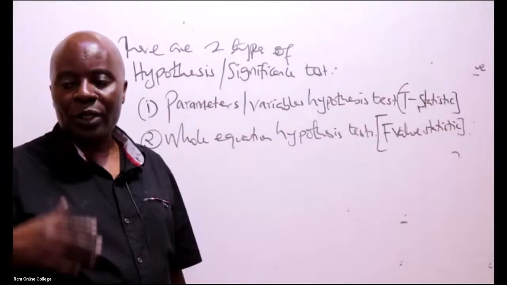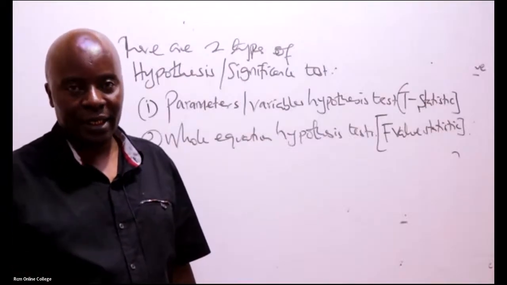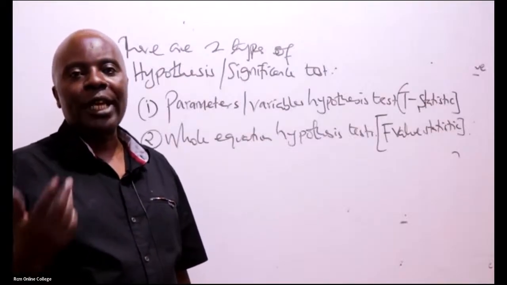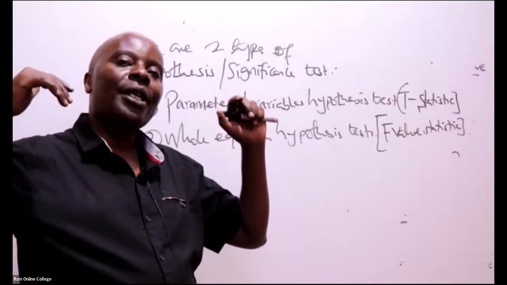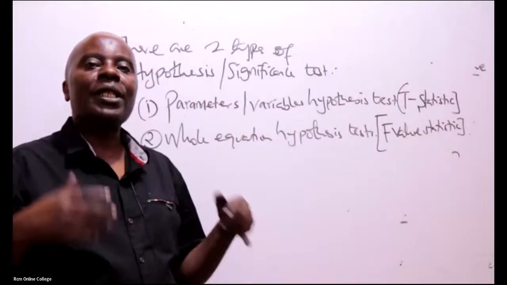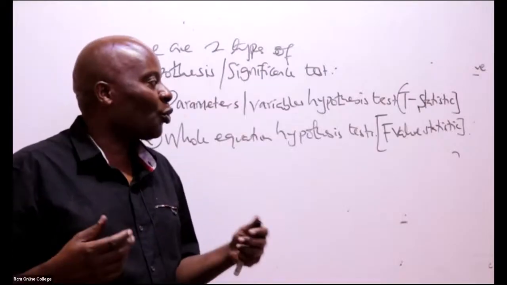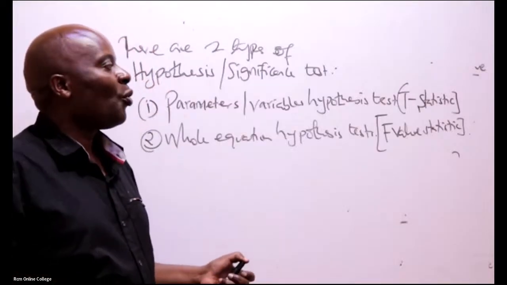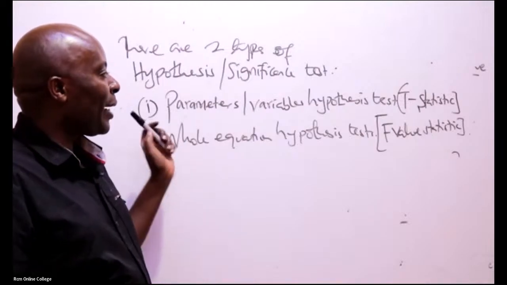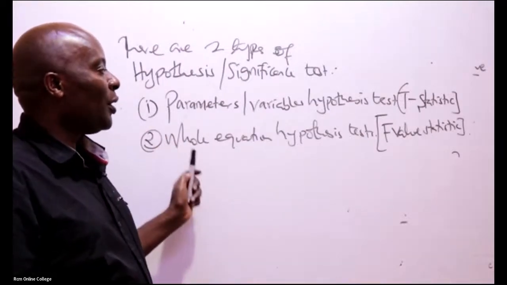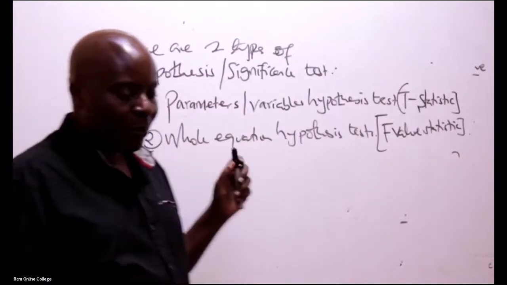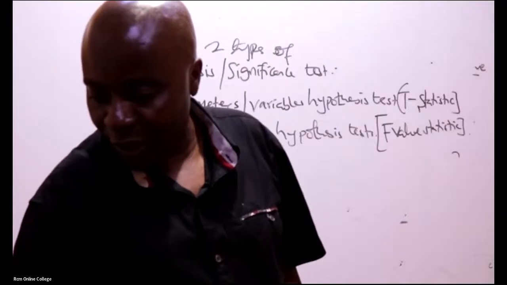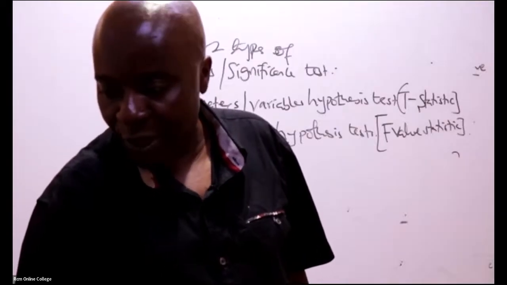So we have two types of hypotheses. Of course, the claim here is that our regression equation is working very well. But that is just a hypothesis. So there are two types of hypothesis tests: the parameters hypothesis and the whole equation hypothesis. For this number three, what hypothesis do they want me to do?